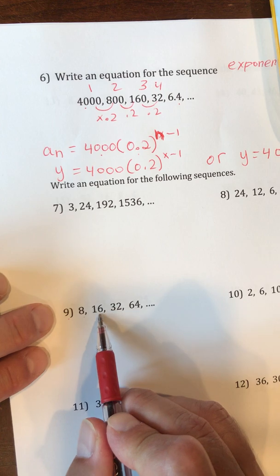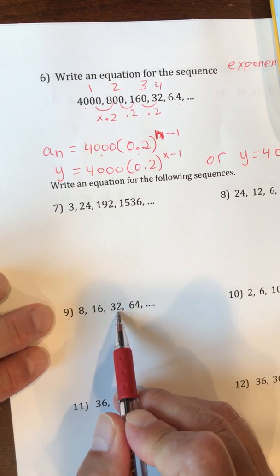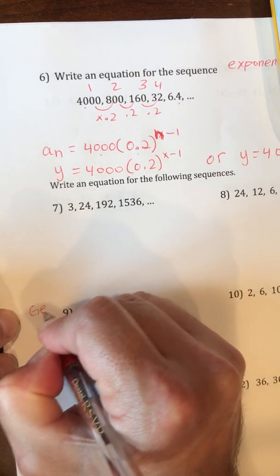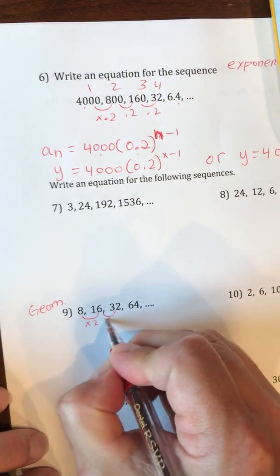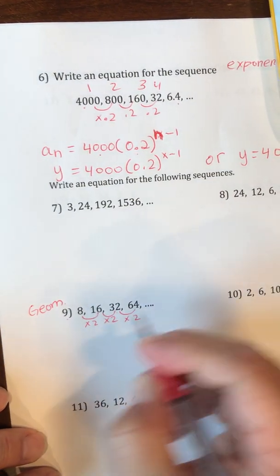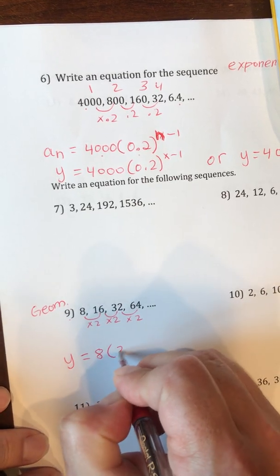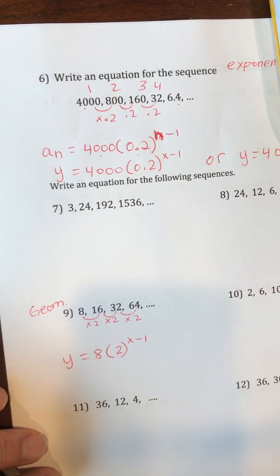If I added 8 to 16, I would get 24, not 32. So this looks like we're not adding, we're multiplying. So this is geometric. 8 times 2 is 16. 16 times 2 is 32. So that's my multiplier. I'm starting at 8. We're multiplying by 2. And remember, you have to go backwards to get to 0.